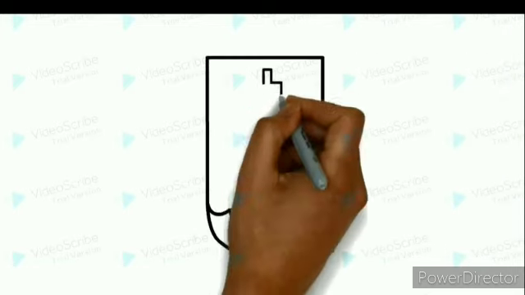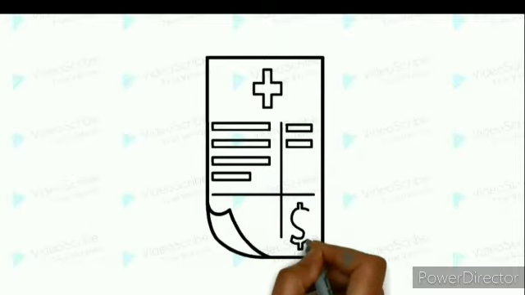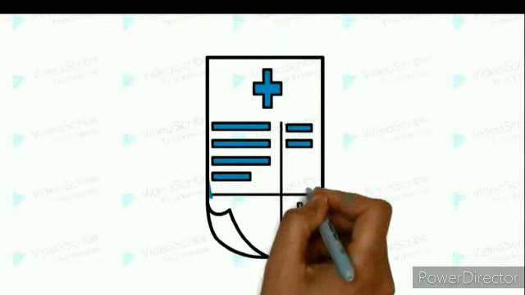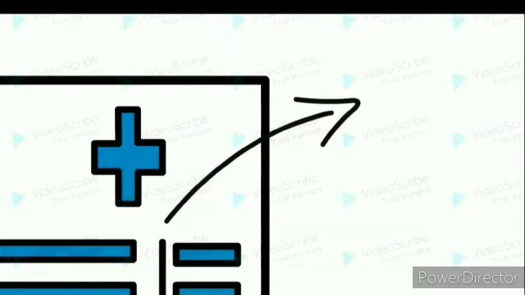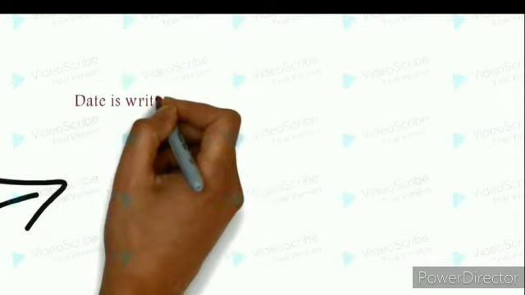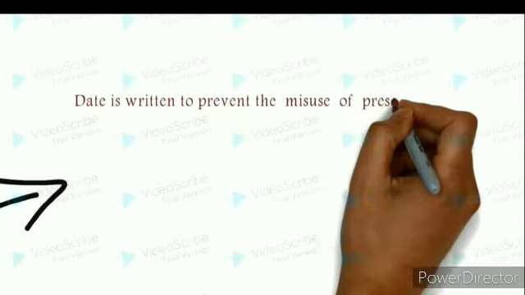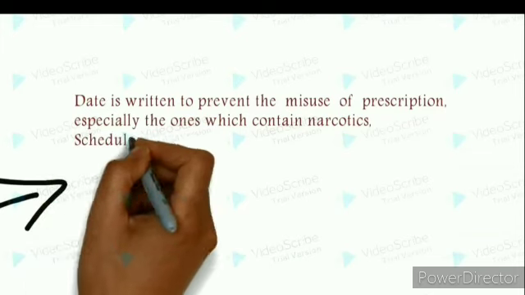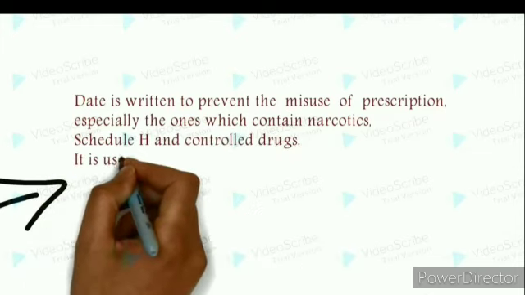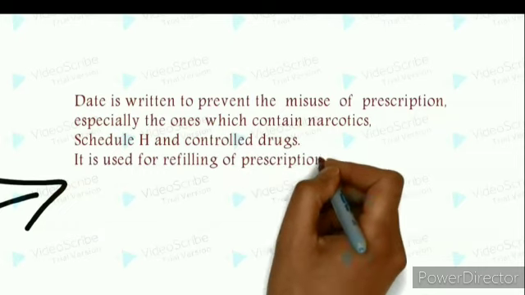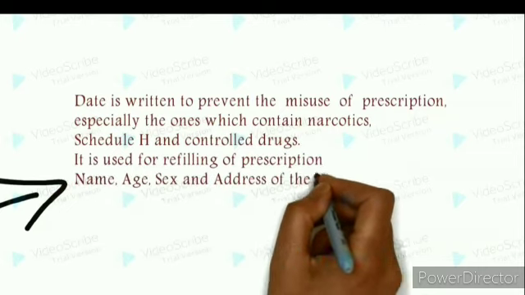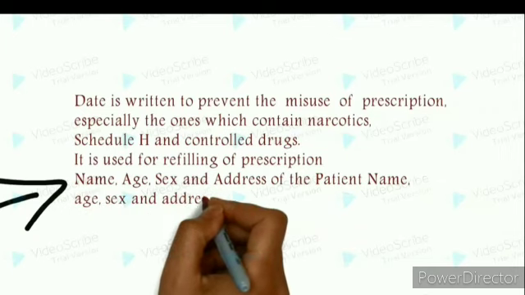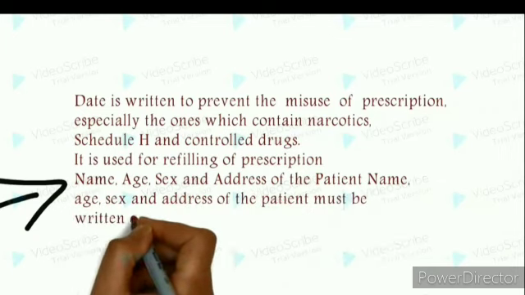Now we'll see the parts of prescription. The first part is date. Date is written to prevent the misuse of prescription, especially the ones which contain narcotic, Schedule H and controlled drugs. It is used for the refilling of prescription. Name, age, sex and address of the patient, that is important, must be written on the prescription.